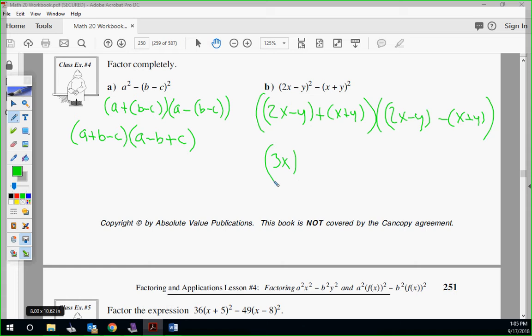So 3x is your first term. Second one, 2x minus x is negative, or sorry, just positive x. Negative y minus y is negative 2y. That's all you should have left.